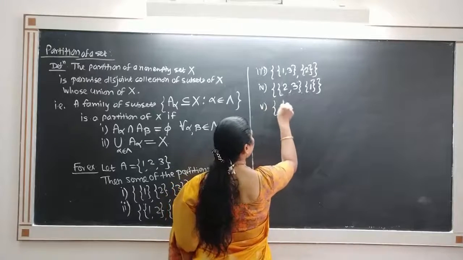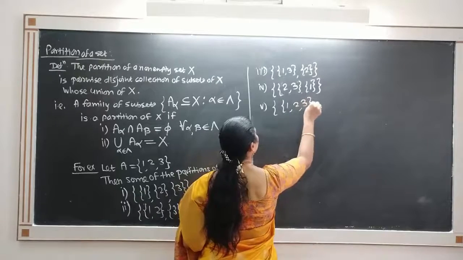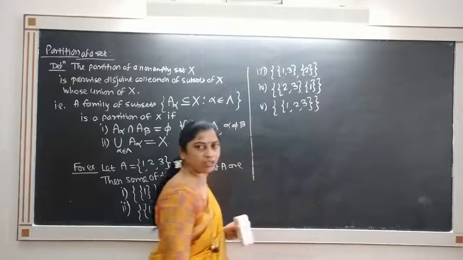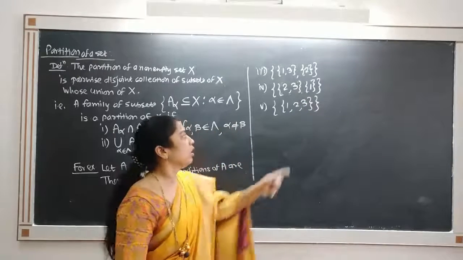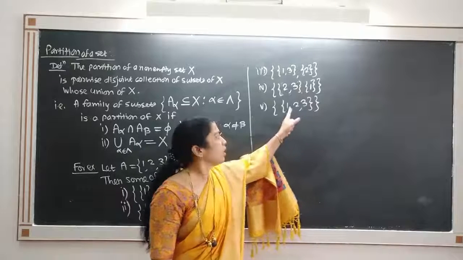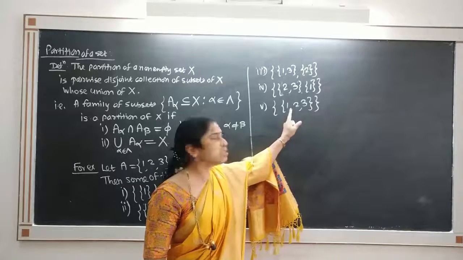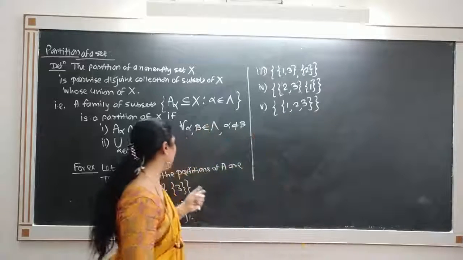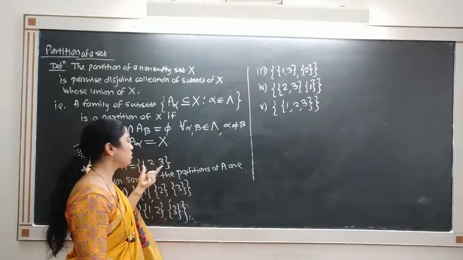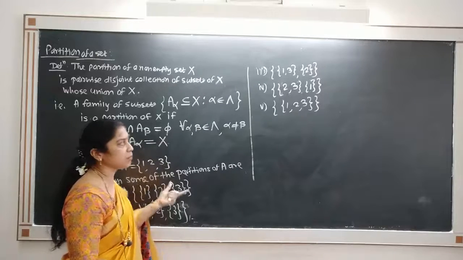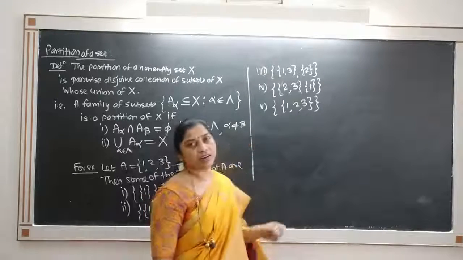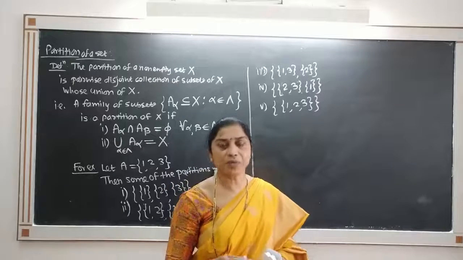You can take the partition as {1, 2, 3}. This is also a partition because there is only one set, 1, 2, 3 together. So this is also a partition as it gives the whole set and the intersection is empty. So all these are nothing but partitions of A.